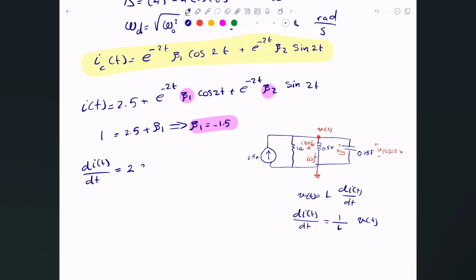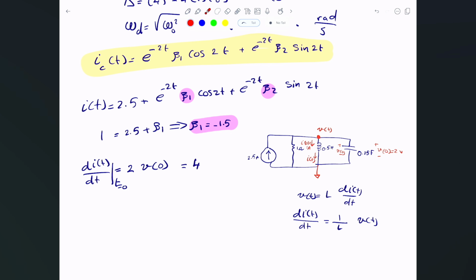Okay, v of t. So if I said that I want this to be t of 0, that means I'm substituting this by v0. And since it is the same v0 in here, which is 2, we can say that this here is 4, because 2 times 2 is 4. So we know what di of t divided by dt is.